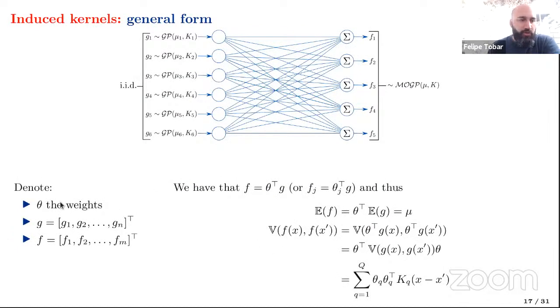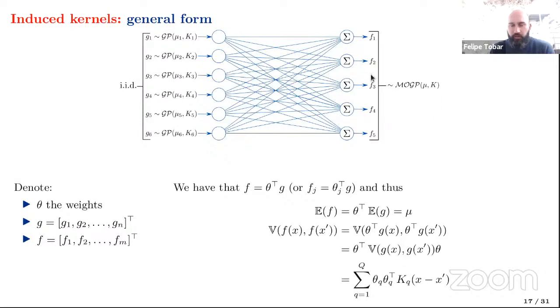And recall the notation. So theta are the weights, G is the input GP, and F is the output GP. G is just a collection of independent GPs. And let's see the mean and the variance of this construction, because it's a Gaussian process, so we only need the mean and the covariance. Unsurprisingly, the mean is just the matrix of weights times the original means, right? And the variance, everything is linear, so we can decompose and compute explicitly, and we have this form.